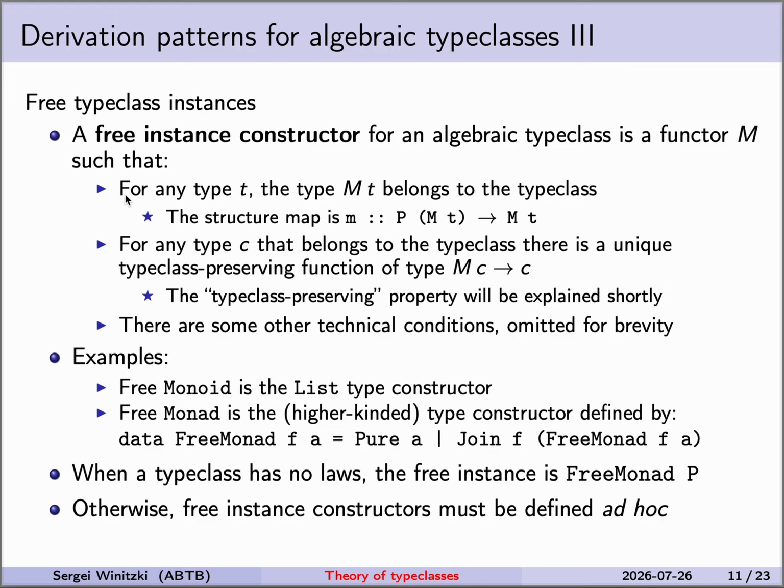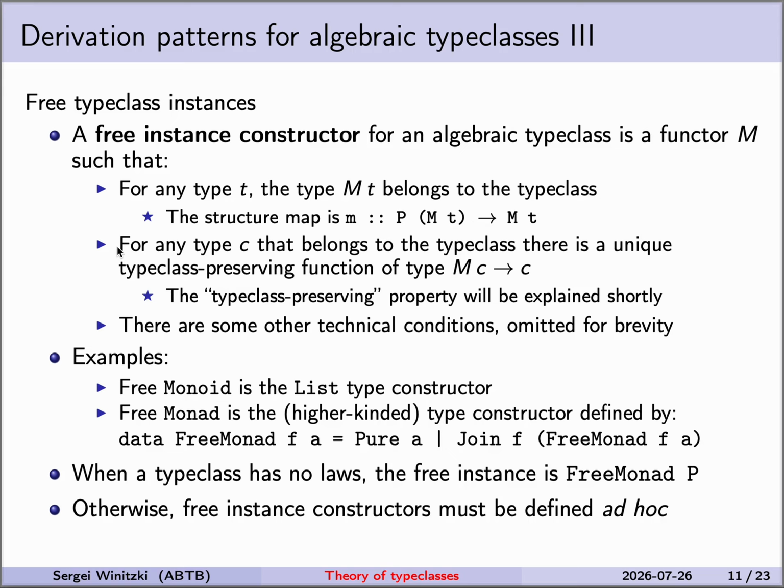And the properties, for instance, are that for any type t whatsoever, the type mt belongs to the type class. So it has a structure map where t is arbitrary. It doesn't have to belong to the type class. So this type constructor m needs to wrap the type t in appropriate stuff so that the result, the type mt, belongs to the type class. It has the structure map. And satisfies the laws, of course, too.